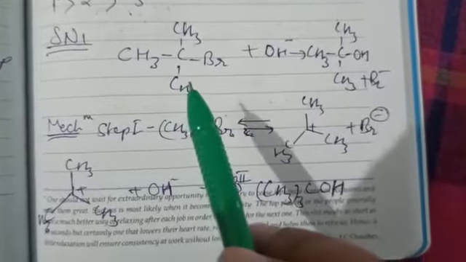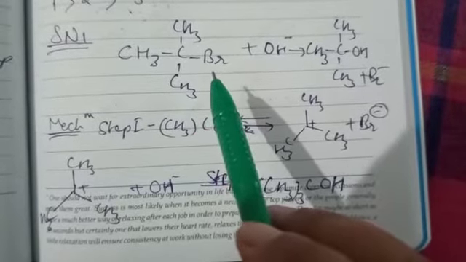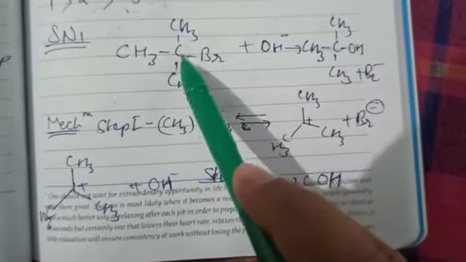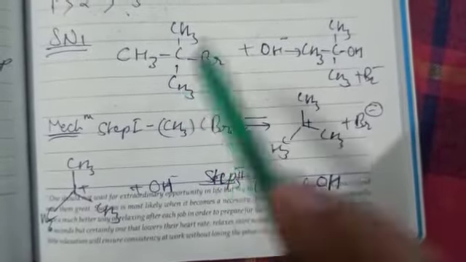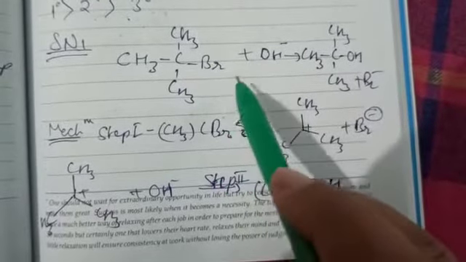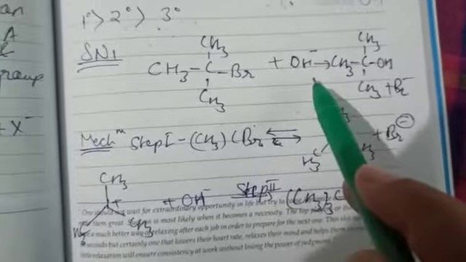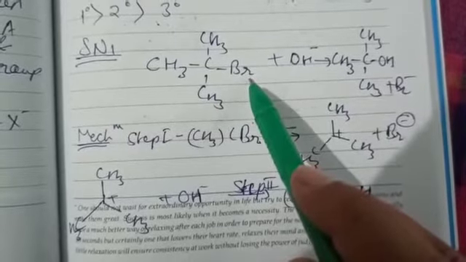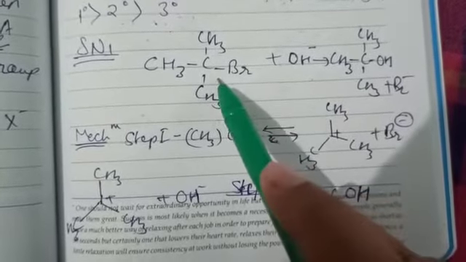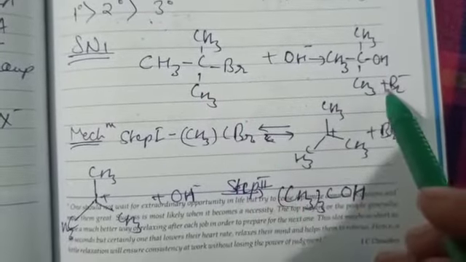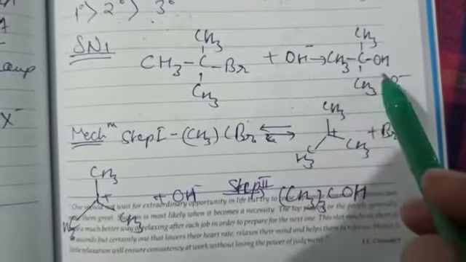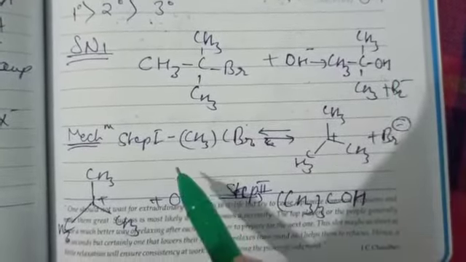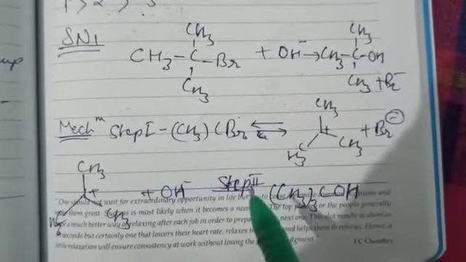Okay, first, this is your 2-bromo 2-methyl propane. When we name it, it is 1, 2, 3. So it is your 2-bromo 2-methyl propane, which is reacting with the hydroxide ion, which is your nucleophile, and this halogen atom, this bromine, is a leaving group here. It leaves the alkyl group, and the hydroxide ion takes the place of this bromine atom. Now we will study the mechanism of this SN1 reaction.